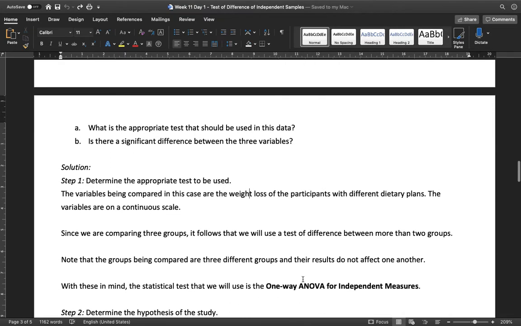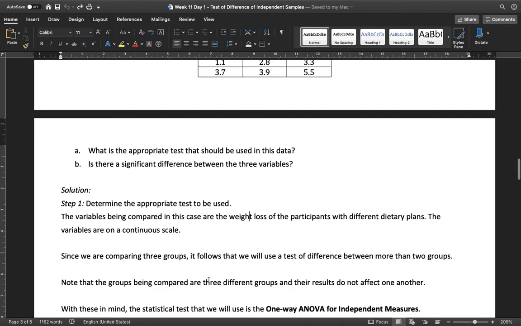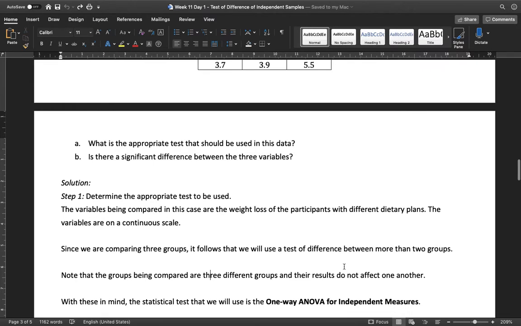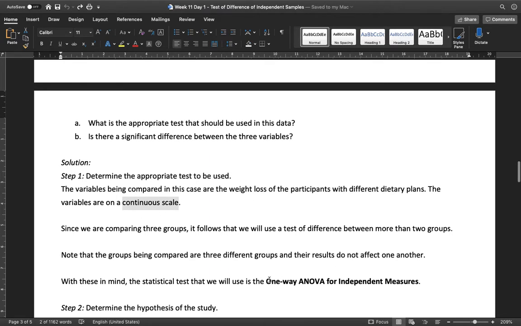Okay? And the groups are being compared. The group being compared are three different groups and the results do not affect one another. Remember, independent, one participant does not affect the other. So, kapag more than two independent and we are using a continuous scale, we make use of the one-way ANOVA for independent measures. Yan yung gagamitin natin. Okay?